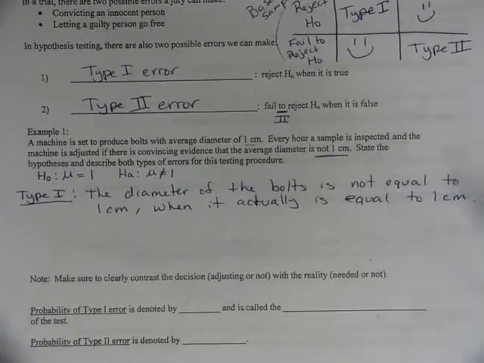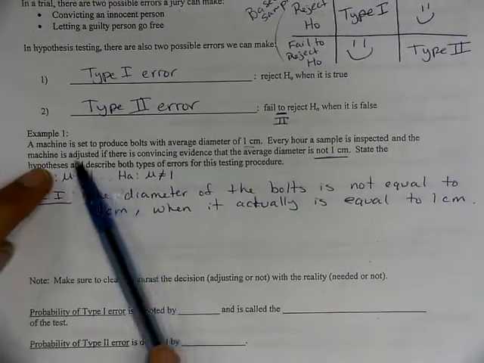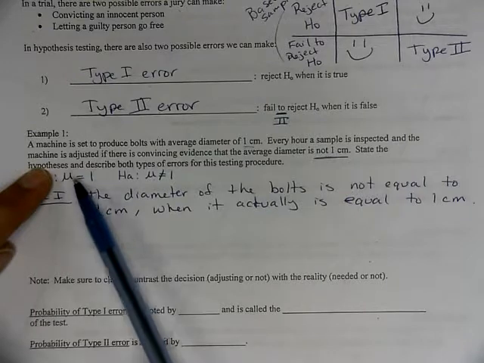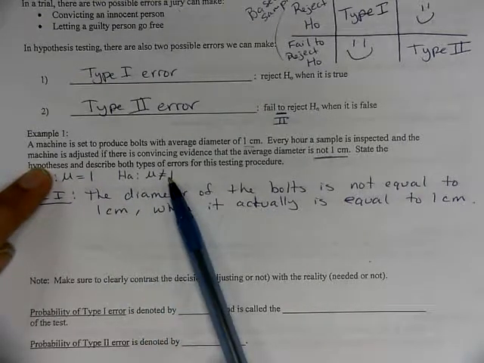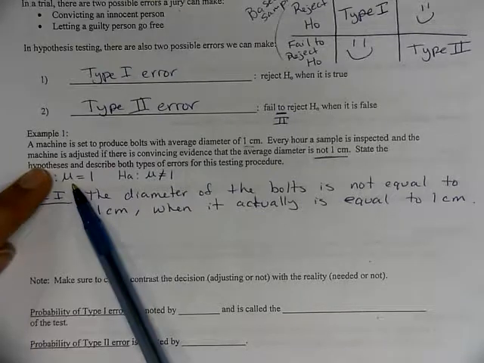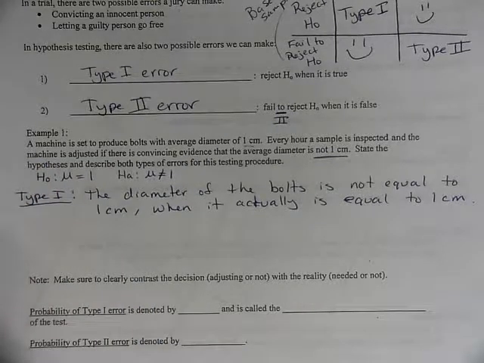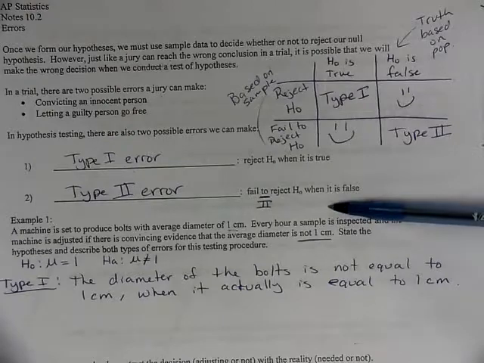So again, type 1 error is rejecting the null hypothesis when the null hypothesis is true. So saying it's not equal to 1 centimeter when it actually is equal to 1 centimeter. Okay, when I ask you to describe type 1 error and type 2 error, like on the quiz and the test, I don't want you to just repeat these sentences.